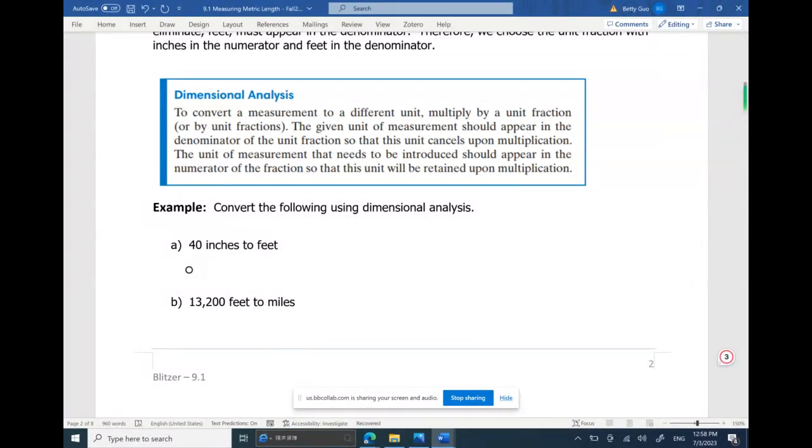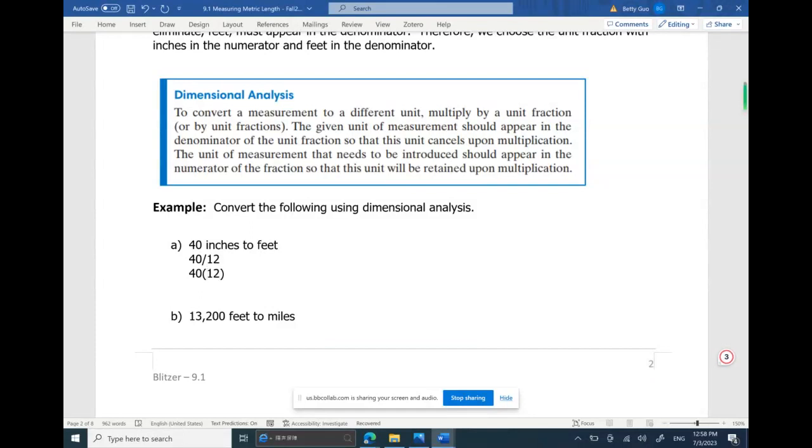So the number in front of the foot is going to be bigger or smaller. Since the foot is a bigger unit, the number in front of it is going to be smaller, right? So the factor is 12. So are we going to multiply 40 by 12 or divide 40 by 12? That can give us a smaller number because, again, foot is a bigger unit. You can easily determine that.